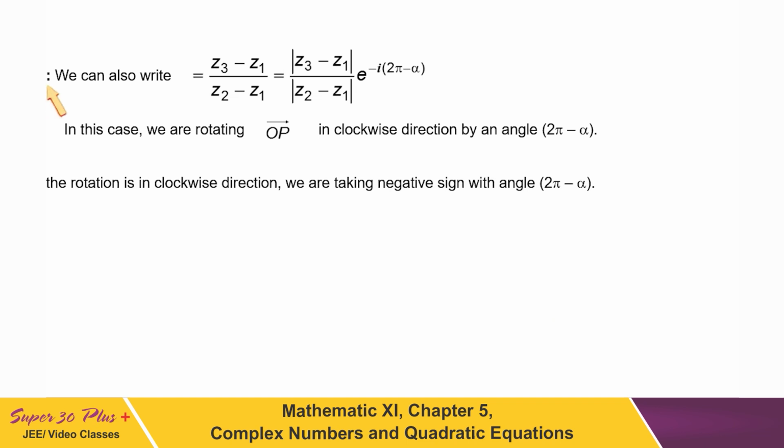Students, one note is here. We can also write (Z3 minus Z1) upon (Z2 minus Z1) is equal to mod (Z3 minus Z1) upon mod (Z2 minus Z1) e to the power minus iota (2 pi minus alpha). In this case, we are rotating OP in the clockwise direction by an angle 2 pi minus alpha. Since the rotation is in the clockwise direction, we take a negative sign with the angle 2 pi minus alpha.